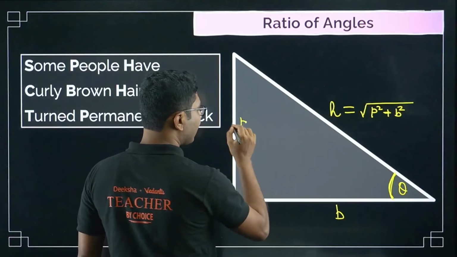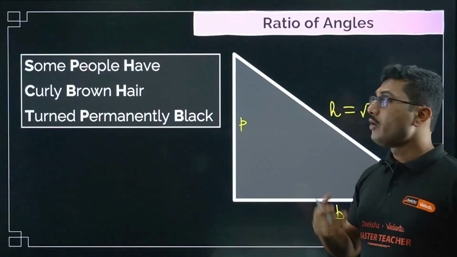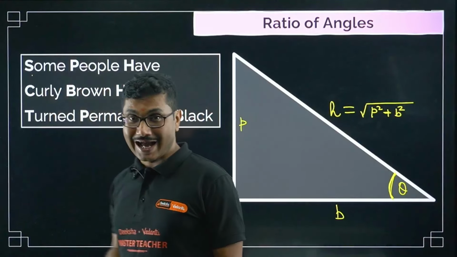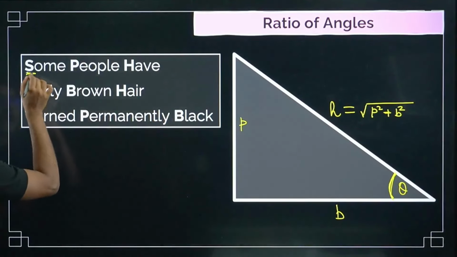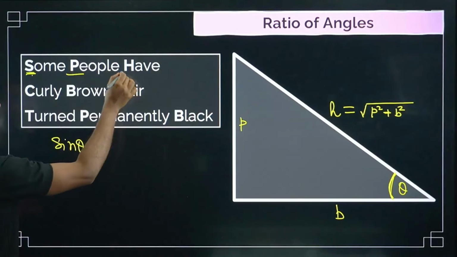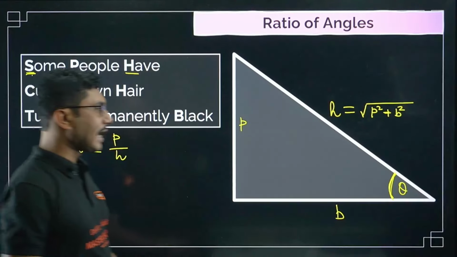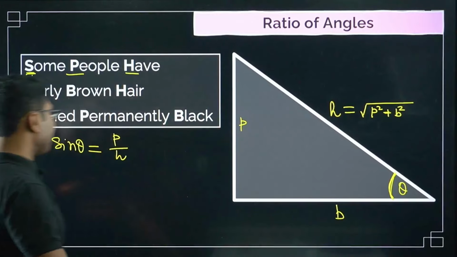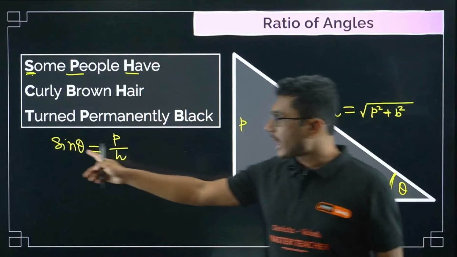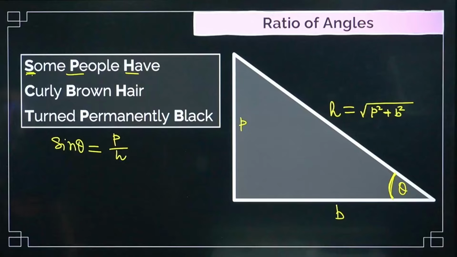That is very fine, that is very good and okay with me, as long as you remember how to find the angles. So "some" means sine theta. Sine theta equals "people have", so P by H. So sine of this angle is given by, this is called the ratio of angles, okay? So sine theta is given by P by H. This is how they are defined.